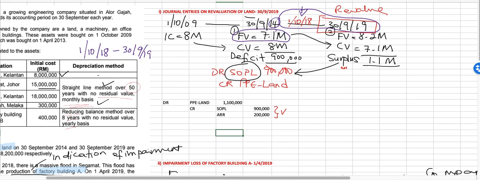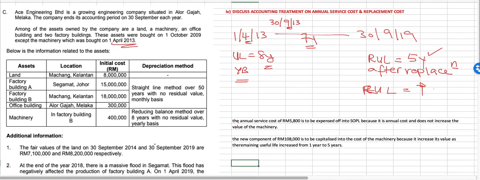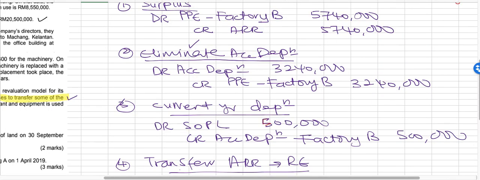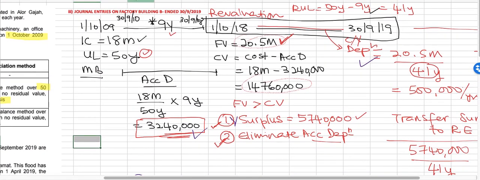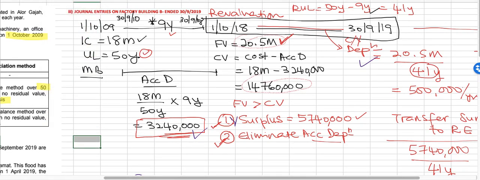Now we move on to factory B. Okay, where is factory B? This one. This is factory B. Now we focus on 1st October 18 until 30th September 19. Now we are preparing notes for this one.